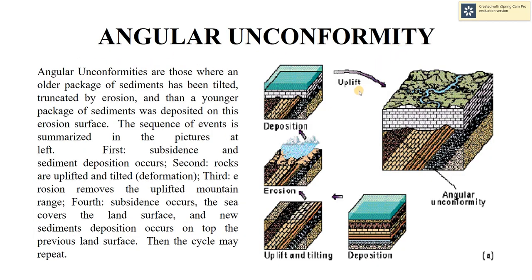Angular unconformity. This is a very good diagram that I found on the internet. It starts from here. The deposition happened. After deposition, there was an uplift and tilting because of some geological or tectonic activity. So this deposition was tilted, and after tilting, the upper layer was eroded, and after erosion the deposition started happening again after thousands or millions of years, and that's how we get the angular unconformity. That means there are some steps over there.